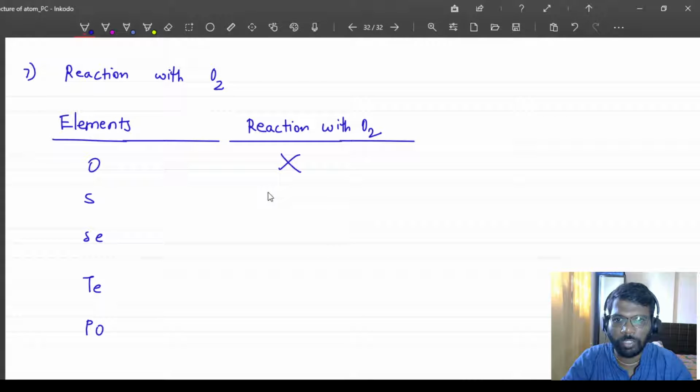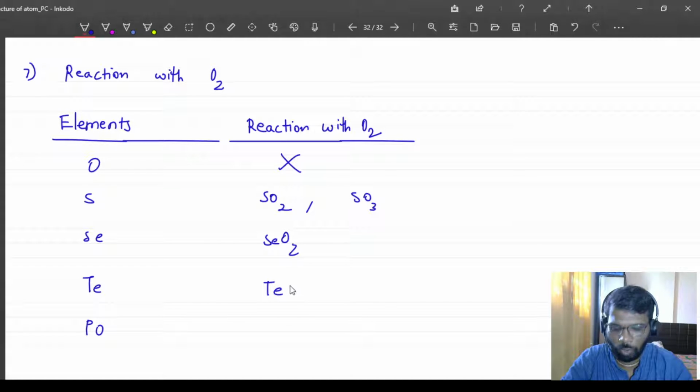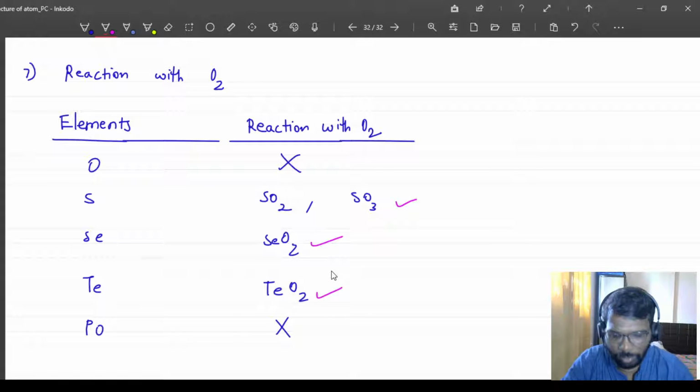Sulfur, if it is reacting with oxygen, then two compounds are possible: sulfur dioxide and sulfur trioxide. Selenium will form only an oxide of this type, selenium oxide, and tellurium will form this. And since polonium is radioactive, it is not going to form any oxide. So these are the oxides which are being formed by sulfur, selenium, and tellurium.